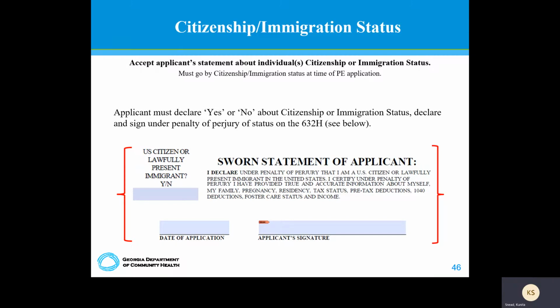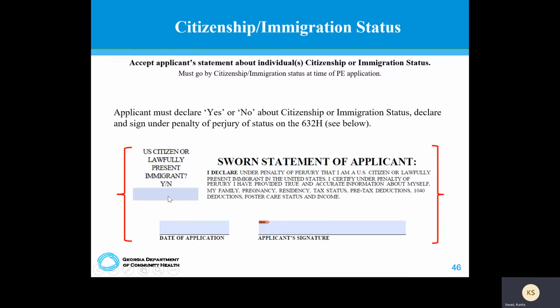So the first criteria we're going to talk about is the citizenship and immigration status. Even though we're taking their statements, we really have to ask a little bit more probing questions in order to determine if a particular individual is a qualified immigrant. Of course, with a U.S. citizen, all you're going to ask is, are you a U.S. citizen? And they're going to tell you either yes or no. If they say yes, then on the PE application, you're going to see there is a column that says U.S. citizen or a lawfully present immigrant, and you're going to have to put yes or no for each particular individual that is on that application.